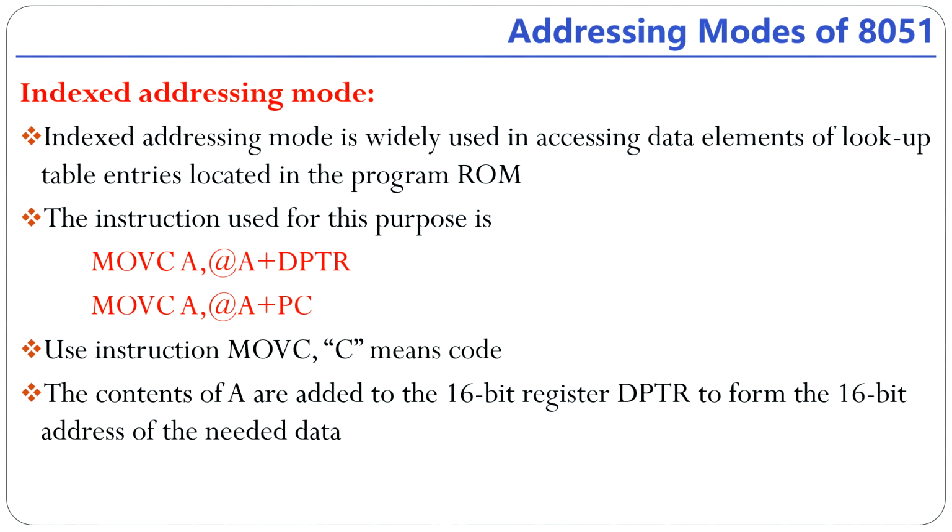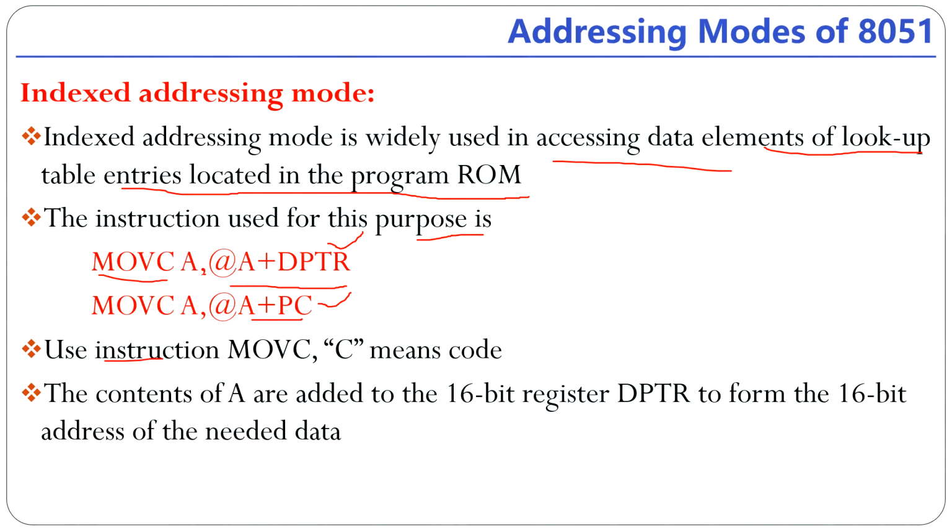Now we come to the last addressing mode, that is the indexed addressing mode, right? See here, indexed addressing mode is widely used in accessing data elements of lookup table entries located in the program ROM. Okay, ROM. The instruction used for this purpose is MOVC A, @A+DPTR. We can also see MOVC A, @A+PC, right? We can use DPTR or we can also use PC. Any one we can use for this purpose.